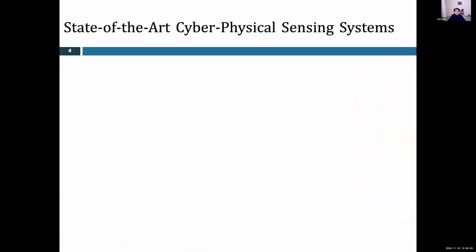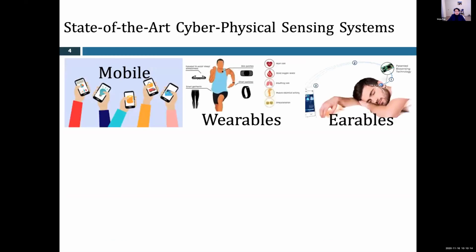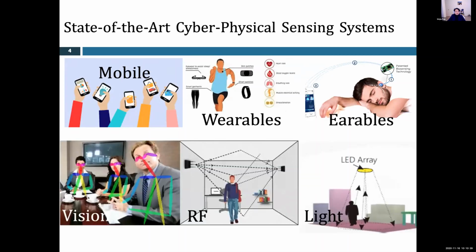As we know, various sensing modalities are explored to achieve human information acquisition, and we often categorize them into device-based and device-free systems. Device-based systems rely on the user to carry a device with a specific sensor on it. It could be your mobile phone, various wearables that you see in the market nowadays, and it could also be the emerging technology we call earables, which focus on on-ear sensing for physiology level information gathering.